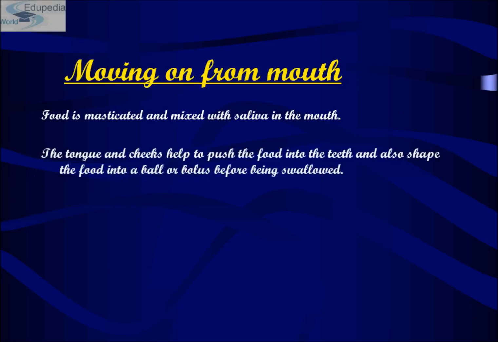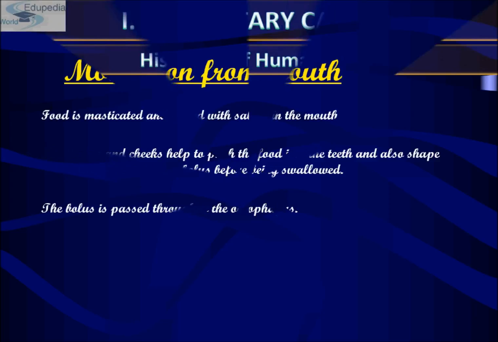Moving on from the mouth, food is masticated and mixed with saliva in the mouth, as I have told you earlier in the first slide. The tongue and the cheek help to push the food into the teeth and also shape the food into a ball or bolus before being swallowed, okay. The bolus is passed through the esophagus, just below the pharynx.